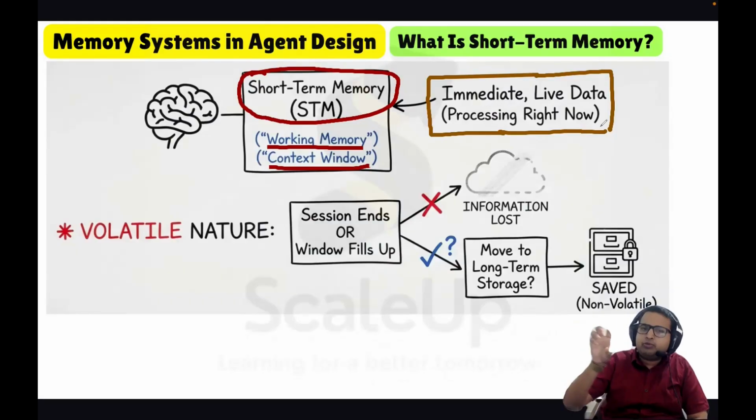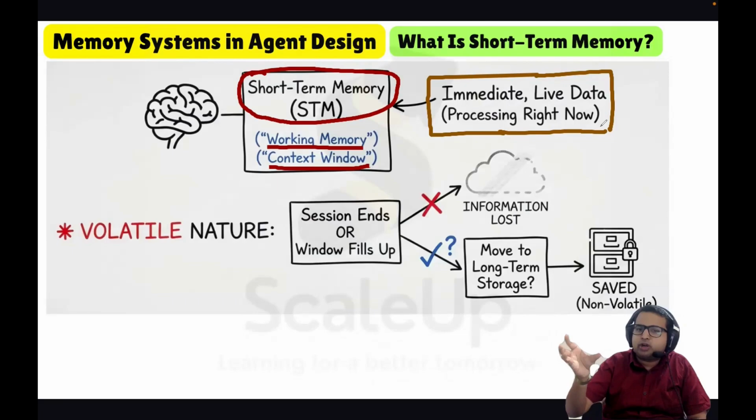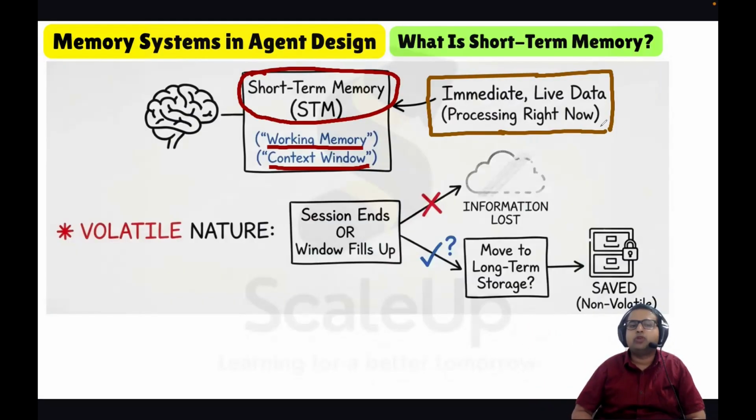So whatever input prompt you are giving to an LLM, the content of that input prompt itself is the short-term memory, because the input prompt you are giving to a large language model is the immediate live data which the LLM is processing right now. So it is also called context window or the working memory.